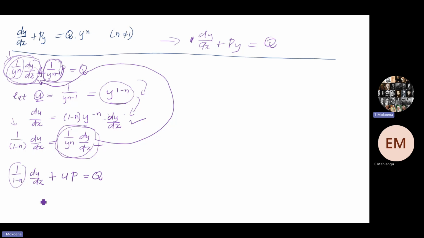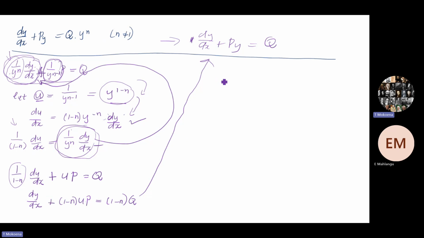So when I multiply by 1 minus n, I'm going to have dy over dx. Plus here, I'm going to multiply by 1 minus n, I'm going to have u multiplied by p. And this side, I'm going to multiply by 1 minus n multiplied by q. So now if you look at this equation, it is linear. From here, we can apply the linear differential equation method to solve our equation.